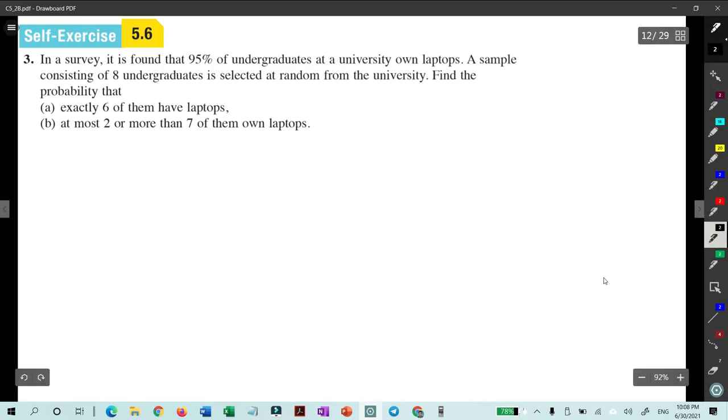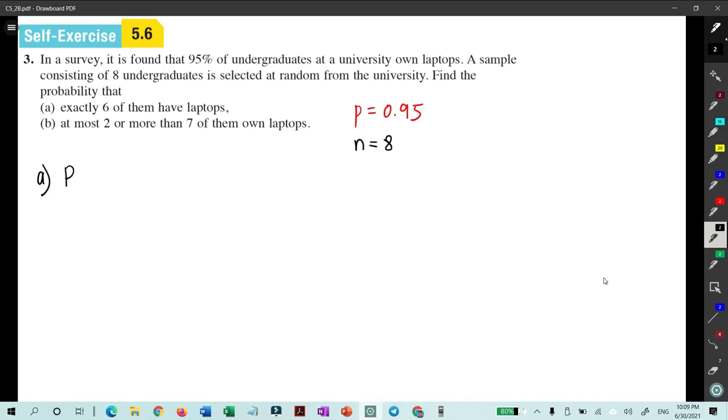Now, based on the information given in the question, by taking the probability of an undergraduate owning a laptop as the probability of success, P is going to be 0.95. Since 8 undergraduates are selected at random, the value of n is going to be 8. So for section A, the probability that exactly 6 of them have laptops is going to be P(X = 6).